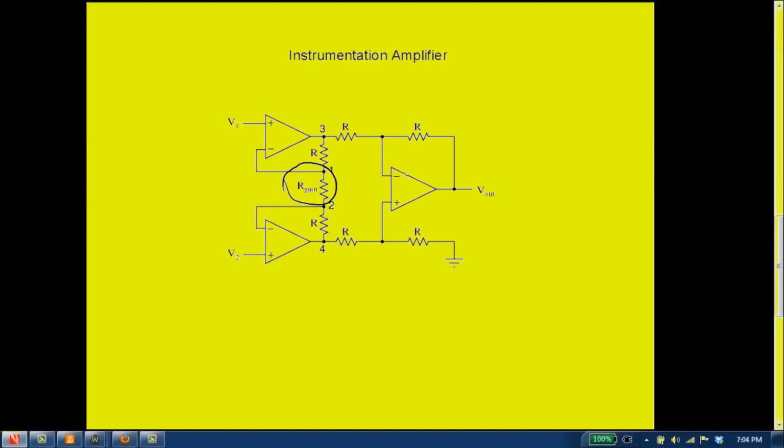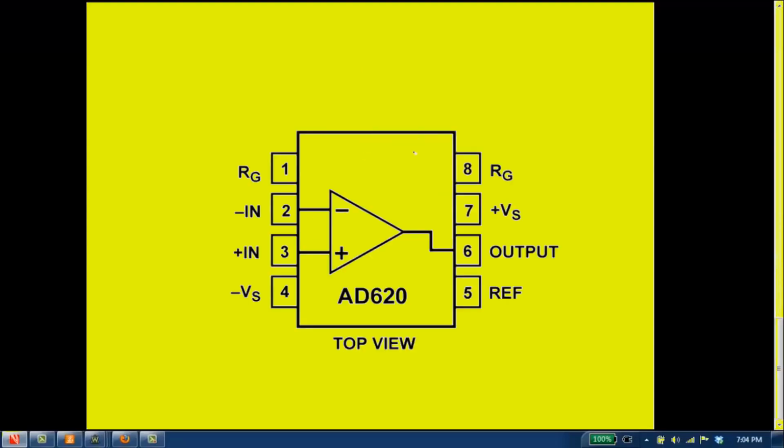Now there are lots of different ways to construct an instrumentation amplifier, but luckily there are also lots of different kinds that you can buy, and one of the more common ones is the AD620, which is shown here. So similar to an op amp, we have a negative input terminal, a positive input terminal, a negative voltage source, a positive voltage source, and an output.